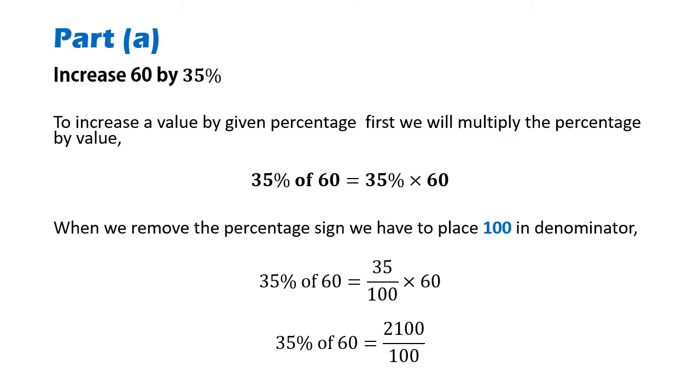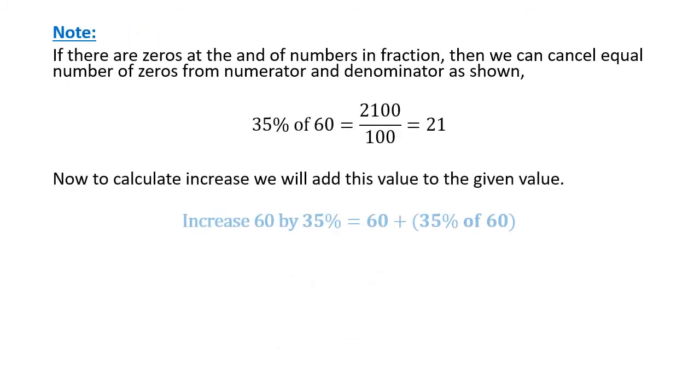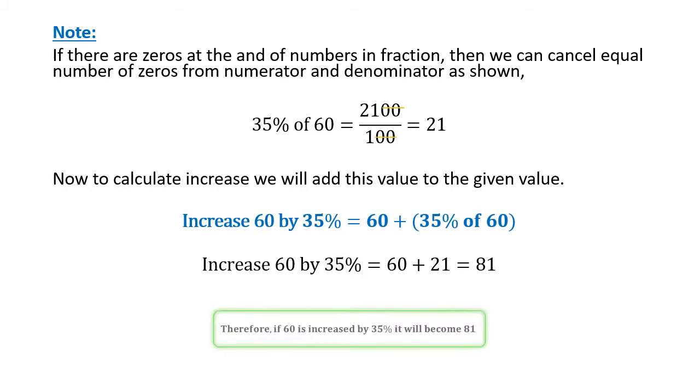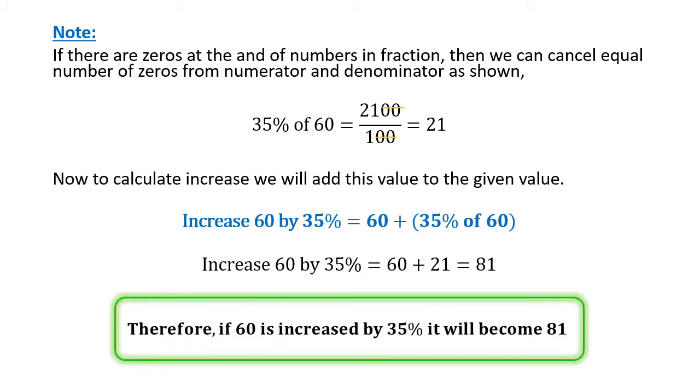To increase a value by a given percentage, first we will multiply the percentage by the value. Then we remove the percentage sign by placing 100 in the denominator and simplify as shown in steps. If there are zeros at the end of numbers in a fraction, then we can cancel an equal number of zeros from the numerator and denominator as shown. After simplification we have 35% of 60, that is 21.